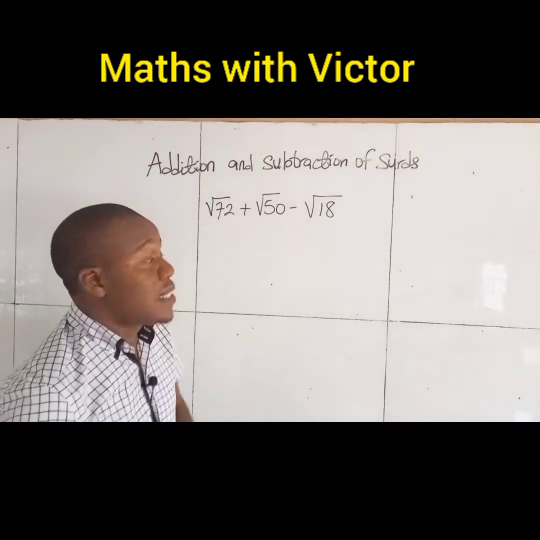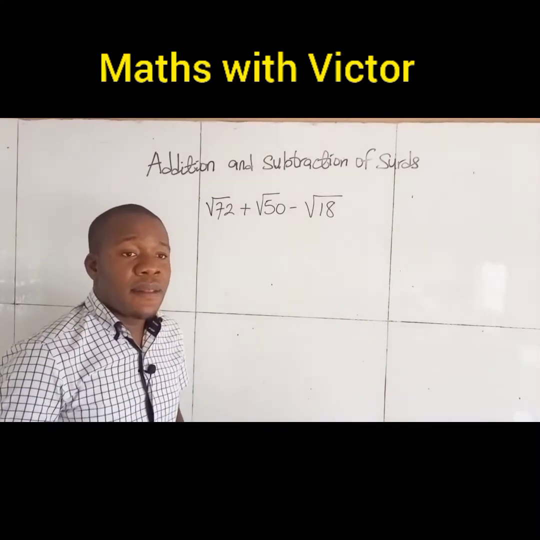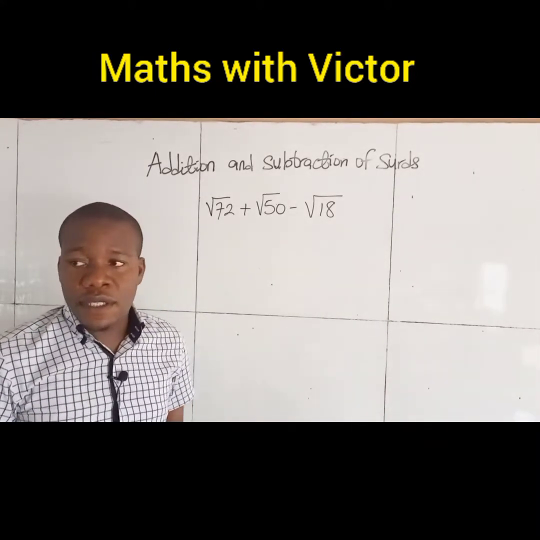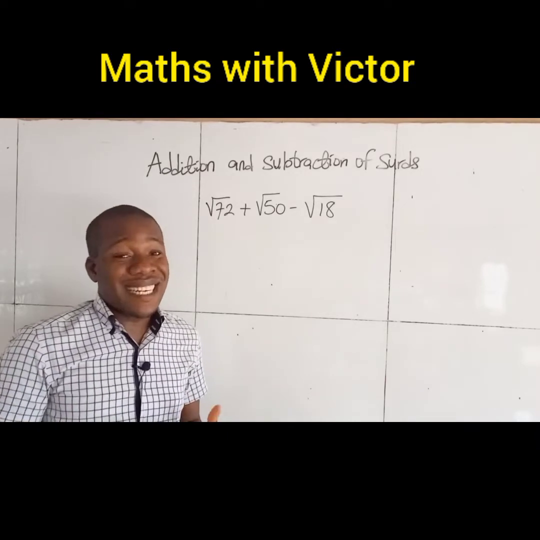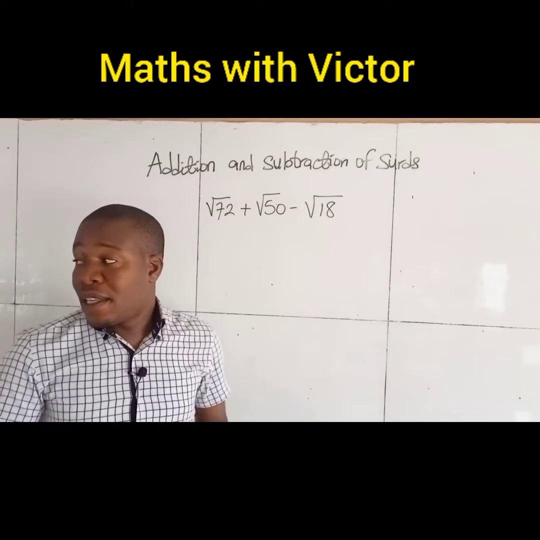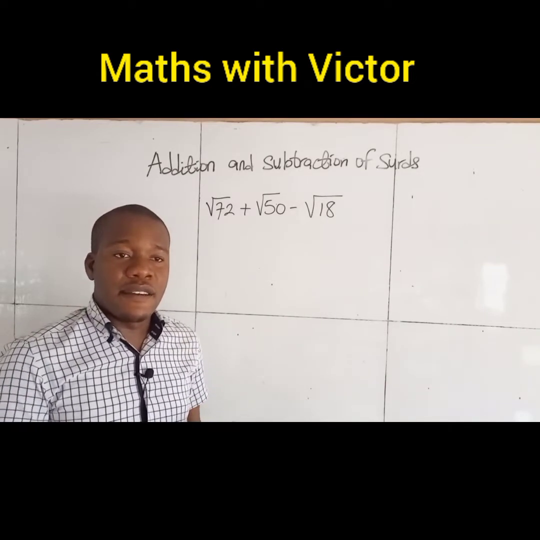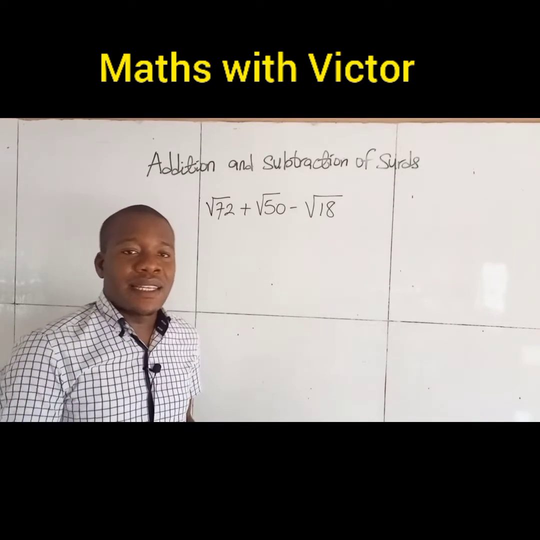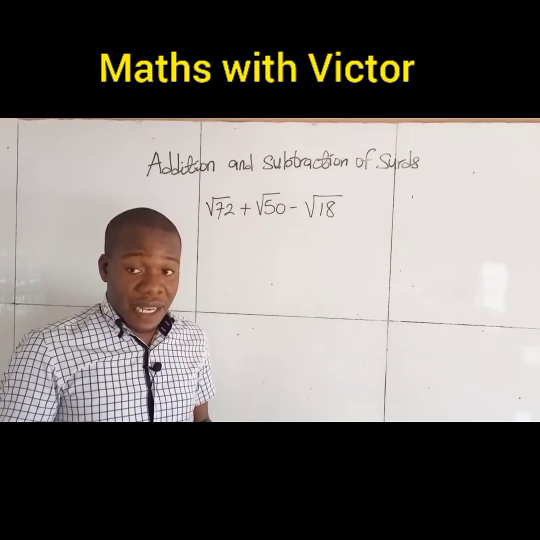Today, we want to look at addition and subtraction of surds. But the first point I want you to note very clearly from the class today is that before you can add or subtract anything, they must have the same form. They must look alike. That's what we call similar terms or like terms.